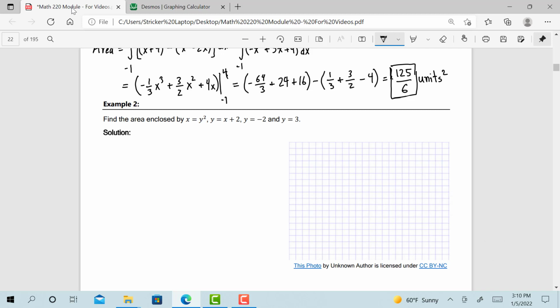Put our axes on here, and start putting some of these curves in. The first one I would say is let's graph that horizontal line, the y equals 3 line. So that's y equals 3, and then y equals negative 2.